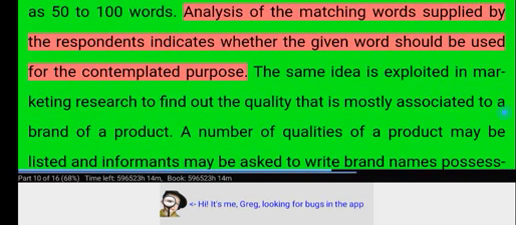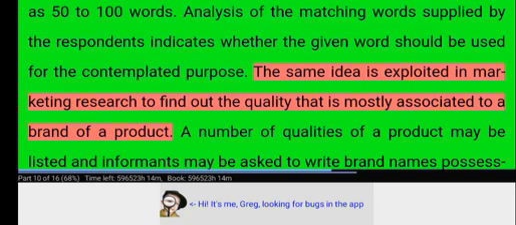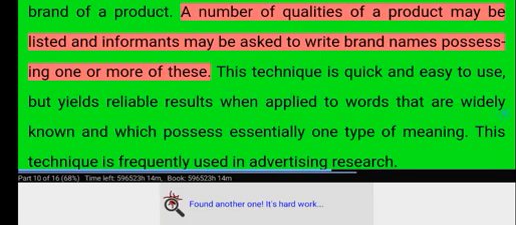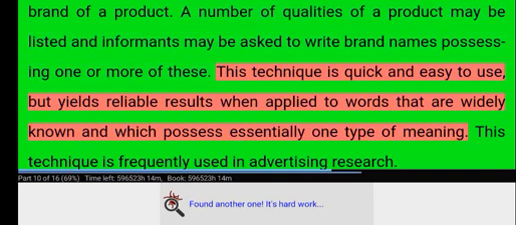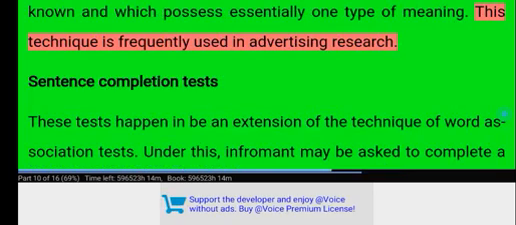Analysis of the matching words supplied by the respondents indicates whether the given word should be used for the contemplated purpose. The same idea is exploited in marketing research to find out the quality that is mostly associated to a brand of a product. A number of qualities of a product may be listed and informants may be asked to write brand names possessing one or more of these. This technique is quick and easy to use, but yields reliable results when applied to words that are widely known and which possess essentially one type of meaning. This technique is frequently used in advertising research.